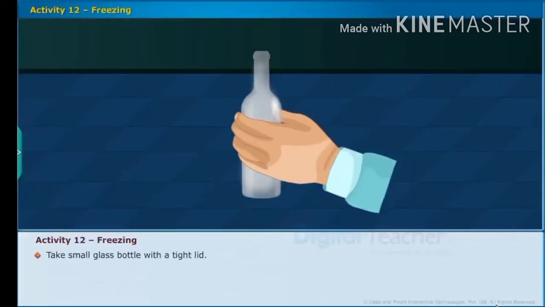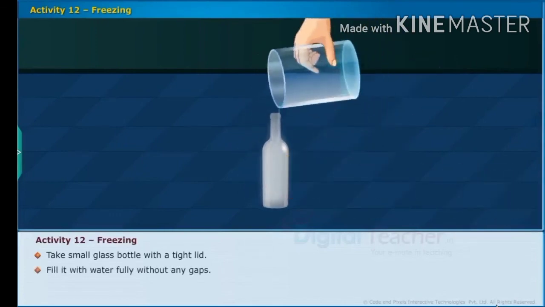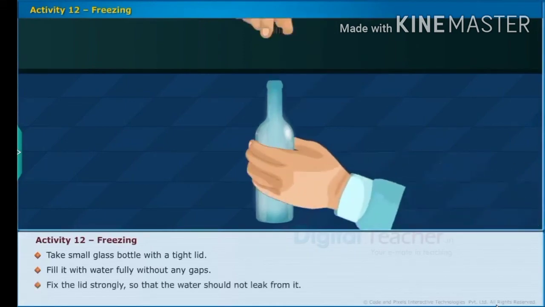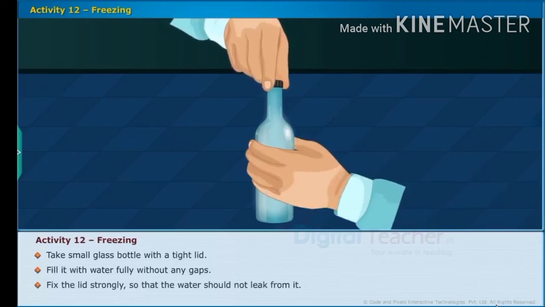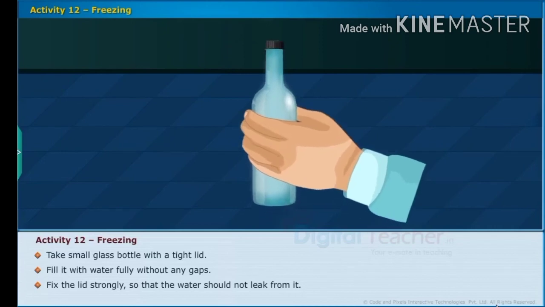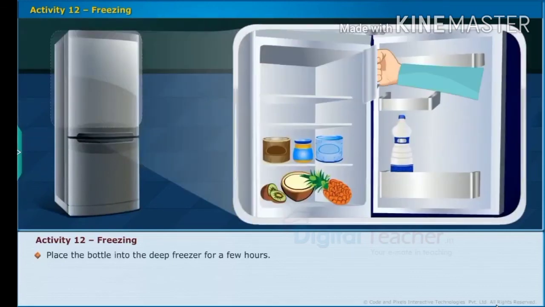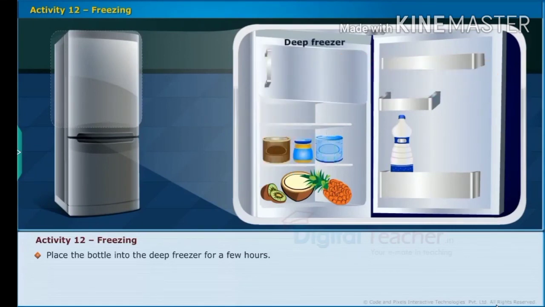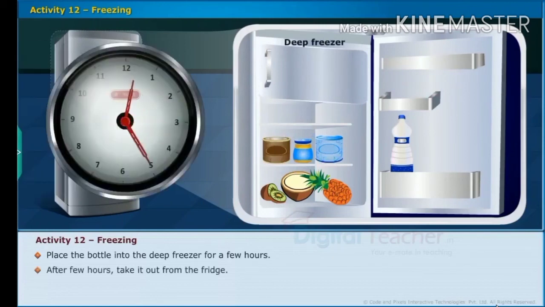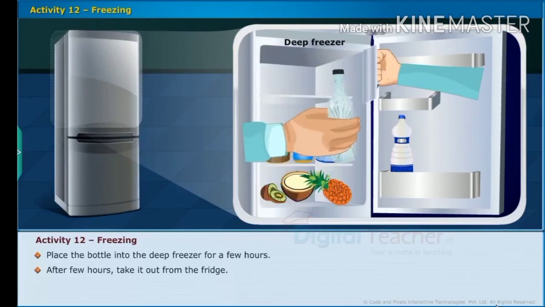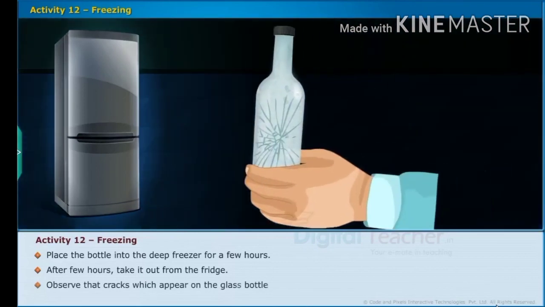Take a small glass bottle with a tight lid. Fill it with water fully without any gaps. Fix the lid strongly so that the water does not leak from it. Place the bottle into the deep freezer for a few hours. After a few hours, take it out from the freezer. Observe the cracks that appear on the glass bottle.